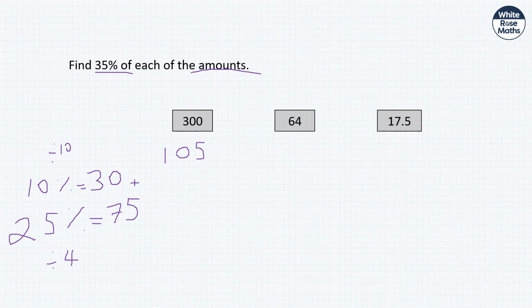This next one, to work out 10% of 64, I'm going to divide it by 10, so I get 6.4. And to work out 25%, I'm going to divide it by 4, so half it and then half it again. 32, and then half of 32 is going to be 16.